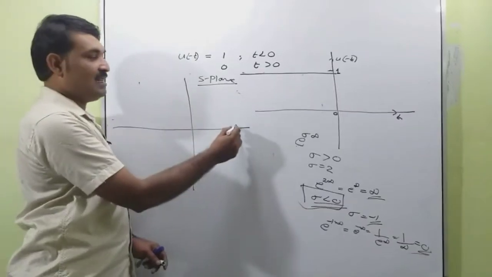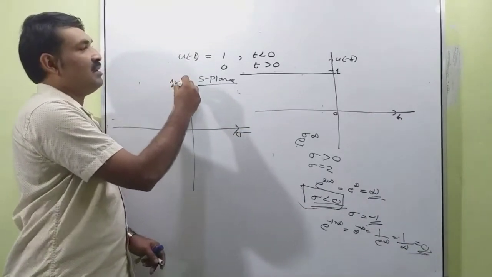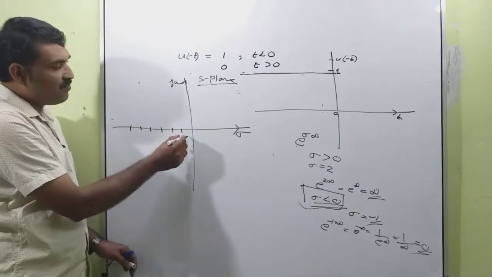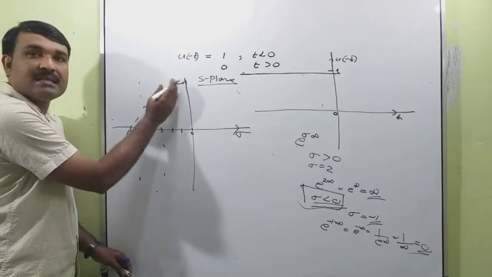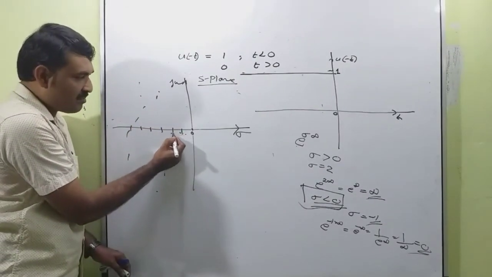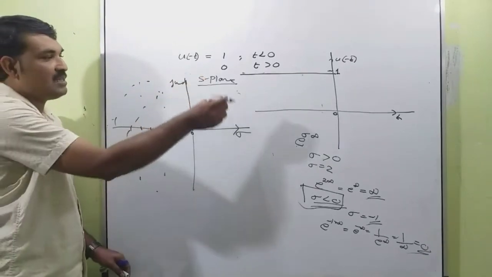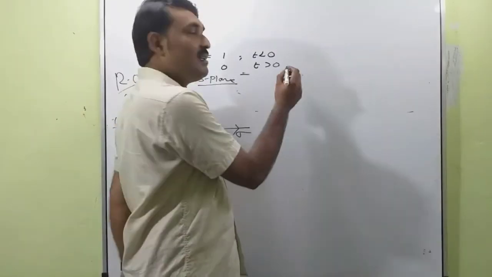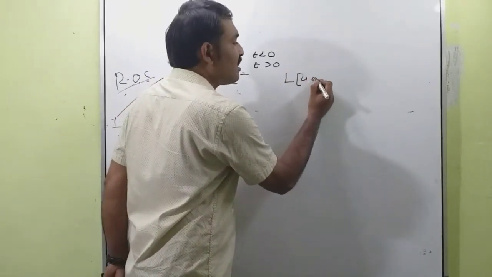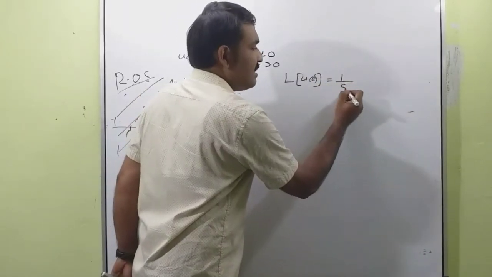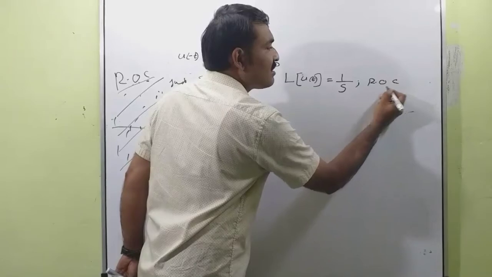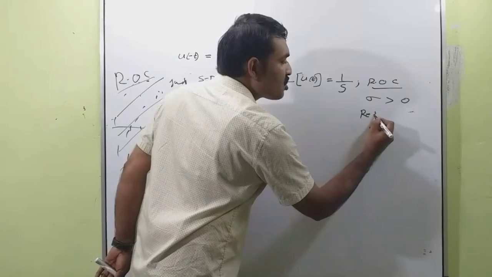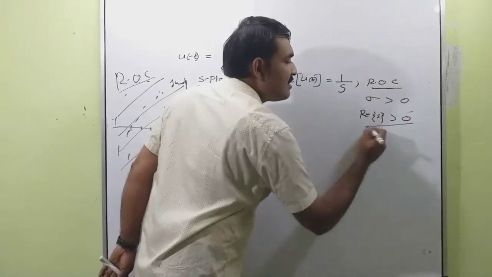So this is our s-plane, with sigma and j omega axes, and the signal is u of minus t. In this portion, every point has sigma less than 0: sigma 0, minus 1, minus 2, minus 3, all this portion has sigma less than 0. So this is our region ROC. We can write the Laplace transform of u of t is equal to 1 by s, and the region of convergence is sigma greater than 0, meaning the real part of s is greater than 0.